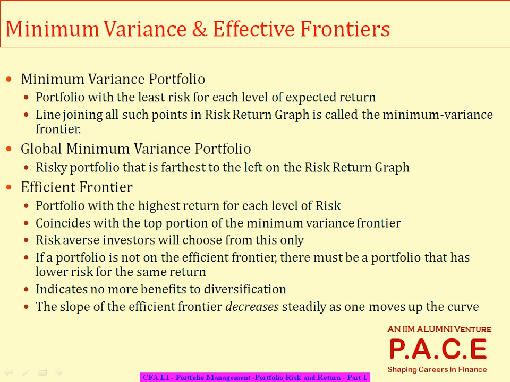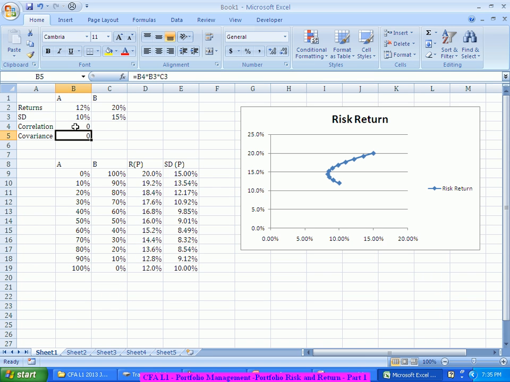That is the global minimum variance. So with this combination of A and B, the risk cannot be reduced below 8.49%. That is what we call a global minimum variance portfolio. Now, when we use the word efficient frontier, the meaning is slightly different.